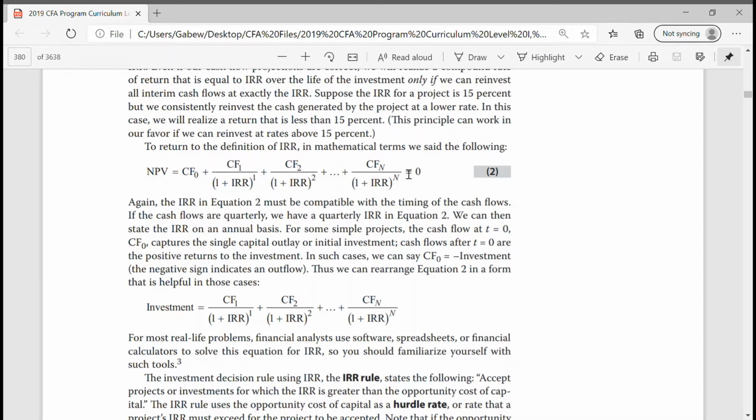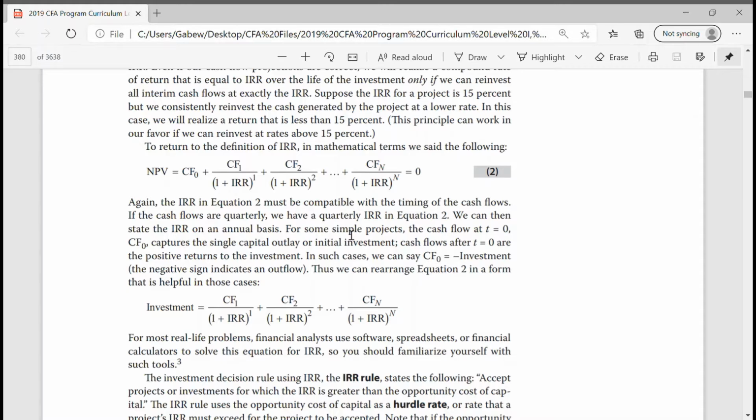Again, the IRR in equation 2 must be compatible with the timing of the cash flows. If the cash flows are quarterly, we have a quarterly IRR in equation 2. We can then state the IRR on an annual basis.